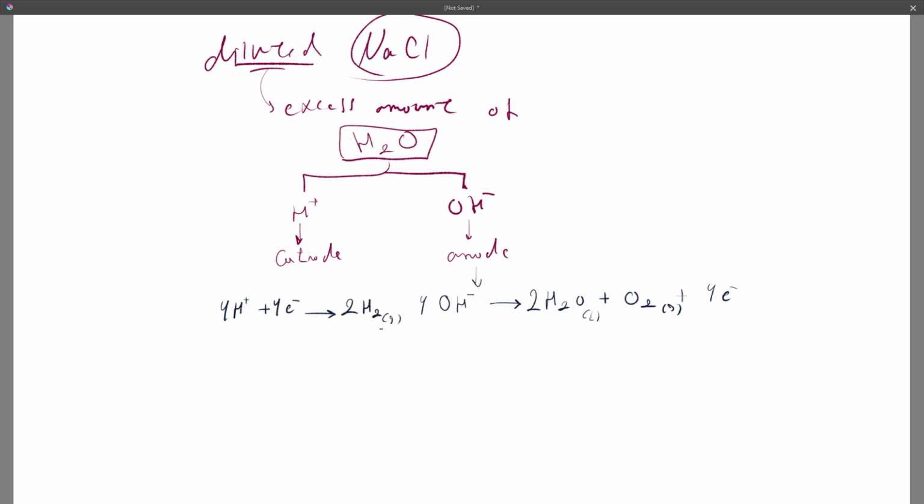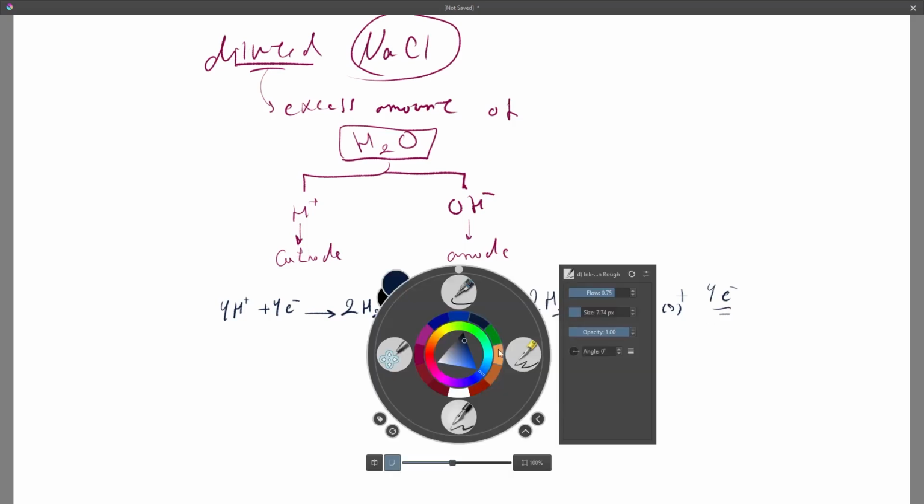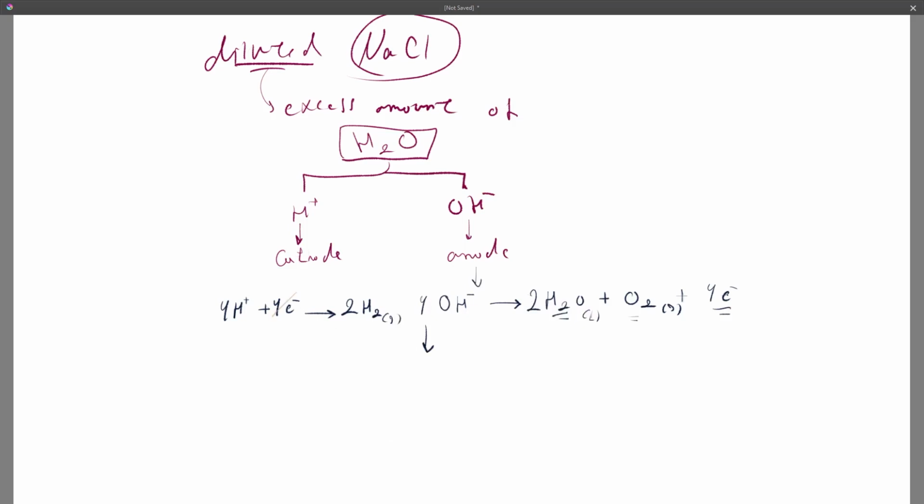molecules. So hydrogen will gain electrons at the cathode, which is reduction, and hydroxide ions will lose electrons, forming water and oxygen, and these are the 4 electrons that were lost. As for the overall reaction, these 4 electrons were lost here and gained there, so they're not going to make it to the final equation. 4 hydrogen ions plus 4 hydroxide ions form 2H2 gas plus 2H2O, which is liquid, plus O2 gas.